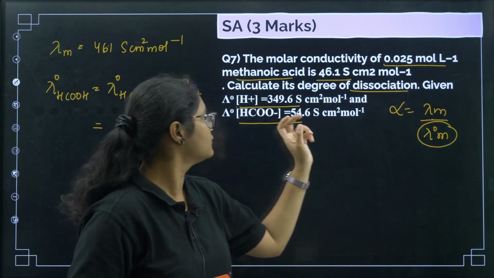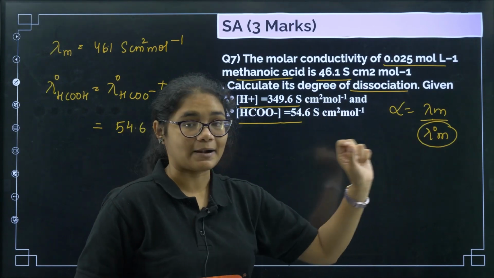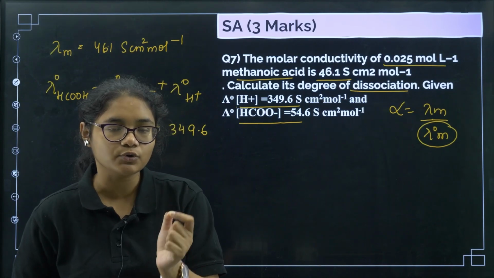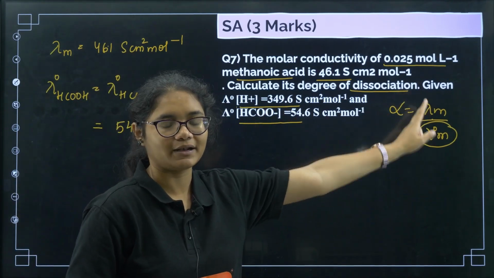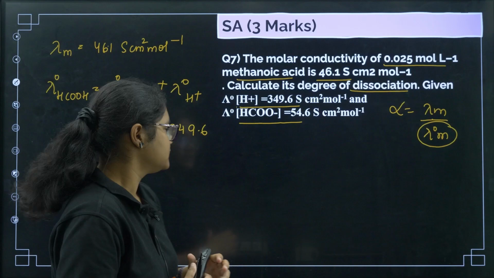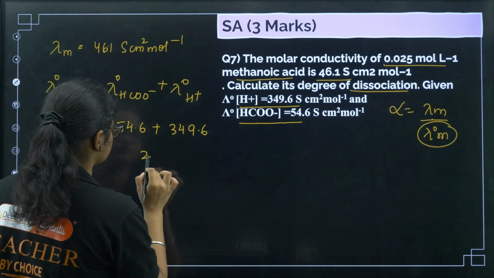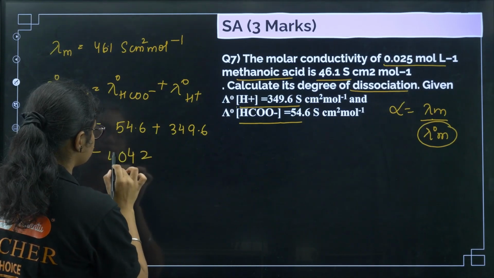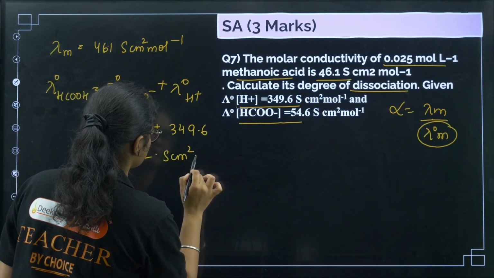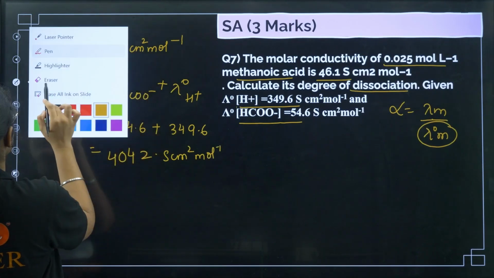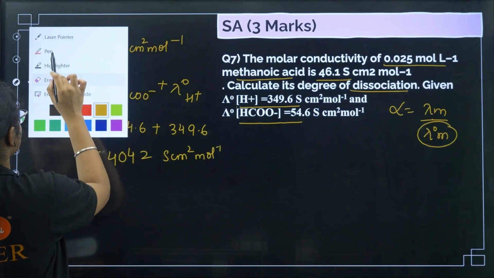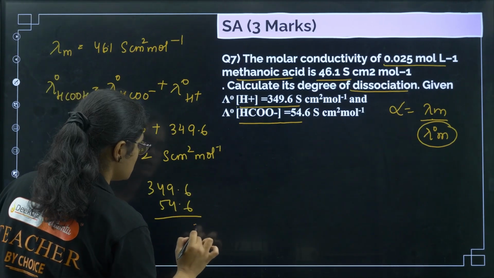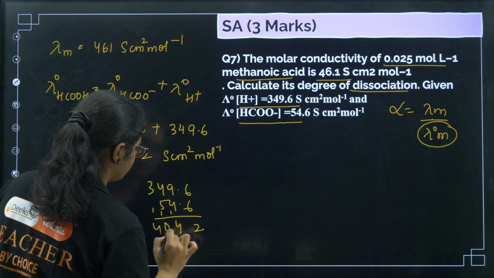Lambda m value is given, and we need to find lambda naught m. And for lambda naught m, I have been given the limiting molar conductivities. So we have to use Kohlrausch's law, add these two and get lambda naught m, then divide to get the alpha value, right? So now let us add this. 6 plus 6, 12, 9 plus 1, 10 plus 4, 14, then I'll get 1 again, and 404.2 S cm² mol⁻¹. Okay, I'll check the addition once again. We have 349.6 and then 54.6, so yes, 404.2.